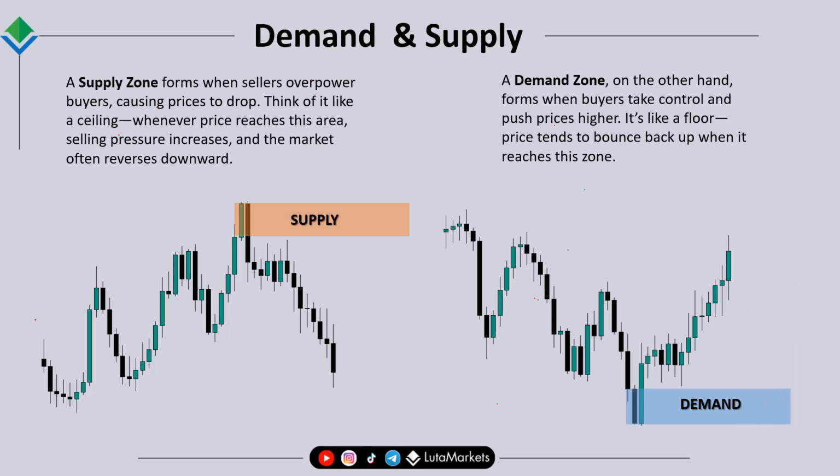To identify these zones, look for areas where price makes a strong move away. Pay attention to areas where price consolidates briefly before that big movement. This indicates institutional orders. Quick tip: supply and demand zones are strongest when they have not been retested multiple times, because fresh zones often hold more power. Now that we understand supply and demand, let's define the trend line.